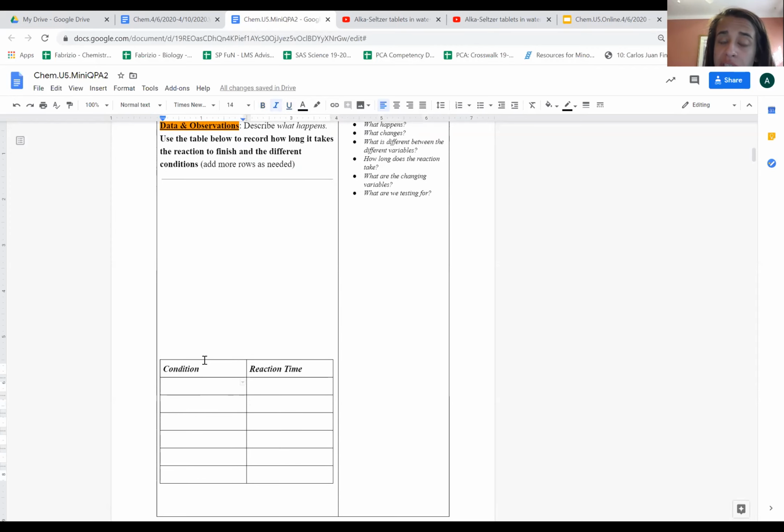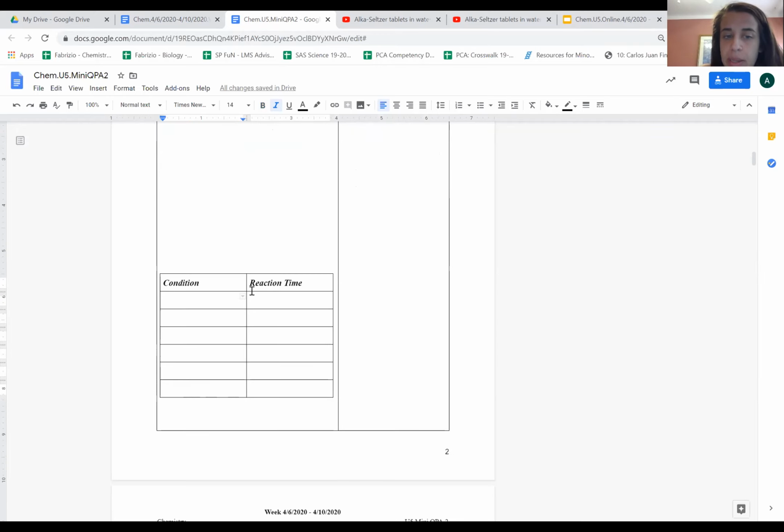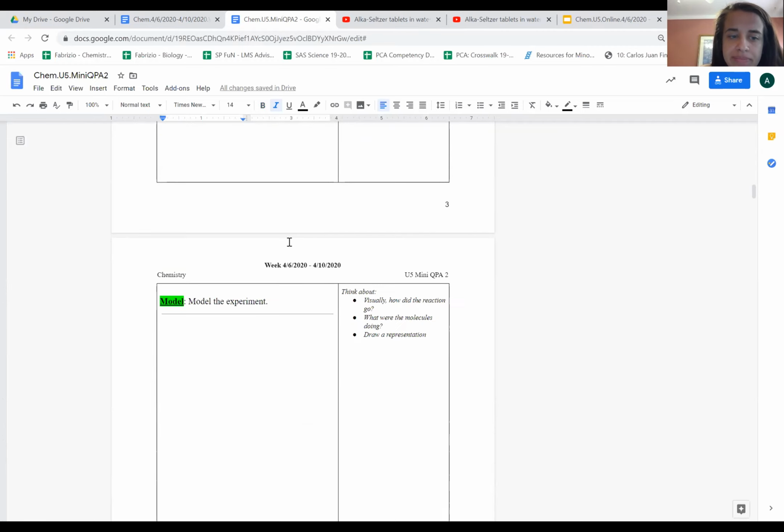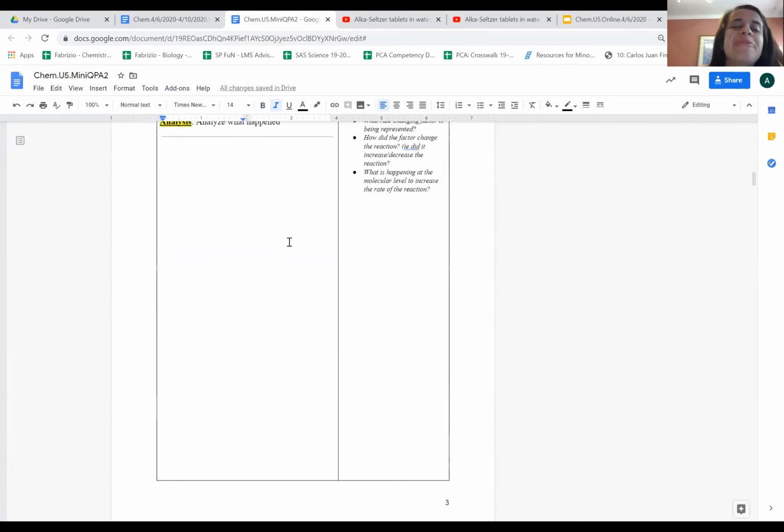You are going to put the condition here, meaning what specific variable is being tested. So if we see that a person is testing two different solutions, how each reacts with one other molecule, you would put solution 1 versus solution 2, and then record the reaction time in this little table here for you guys. And then, not finally, but we have our analysis.